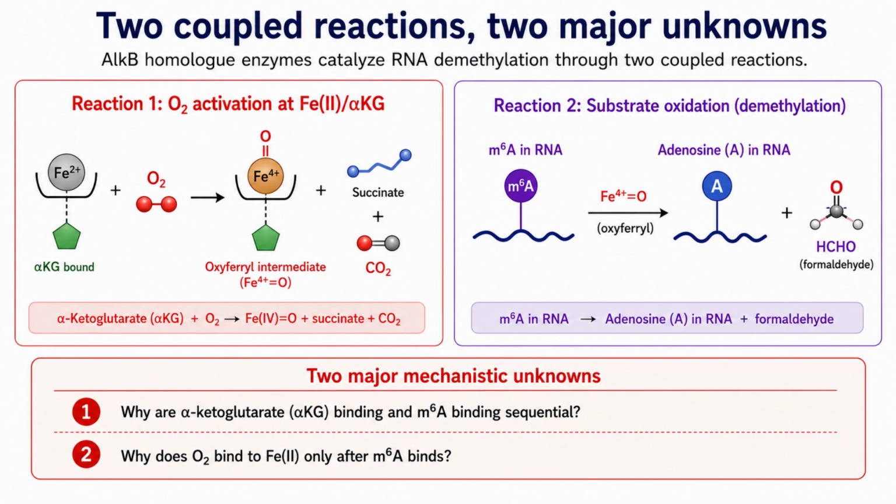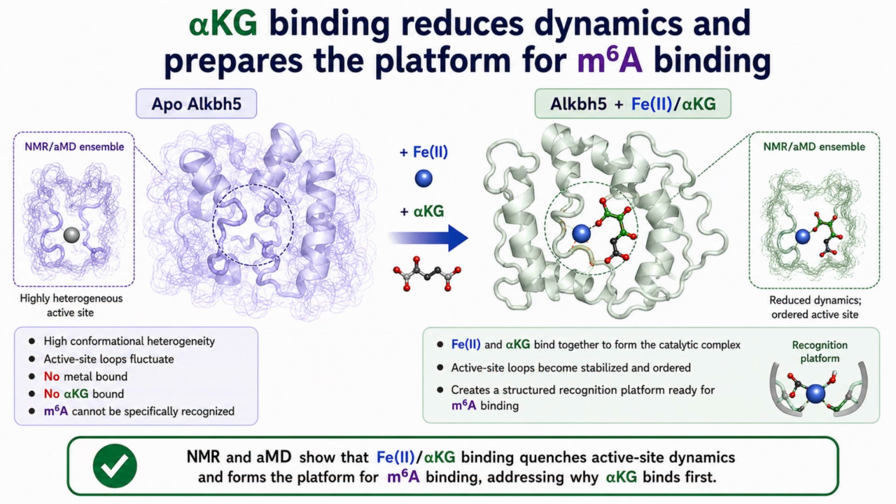Why do iron(II)/alpha-ketoglutarate and m6A bind sequentially rather than all at once? And why does O2 bind to iron(II) only after m6A is present? To answer the first question, we used solution NMR together with accelerated molecular dynamics.